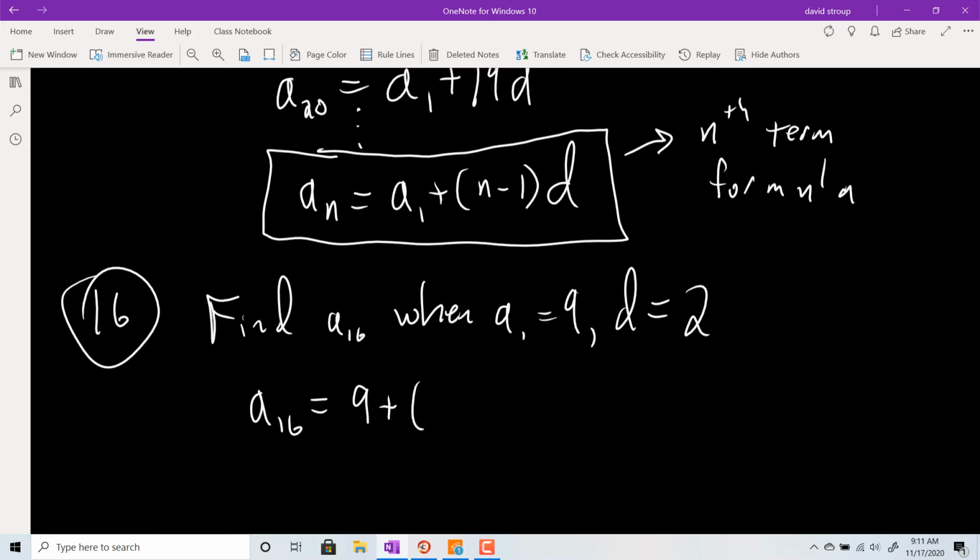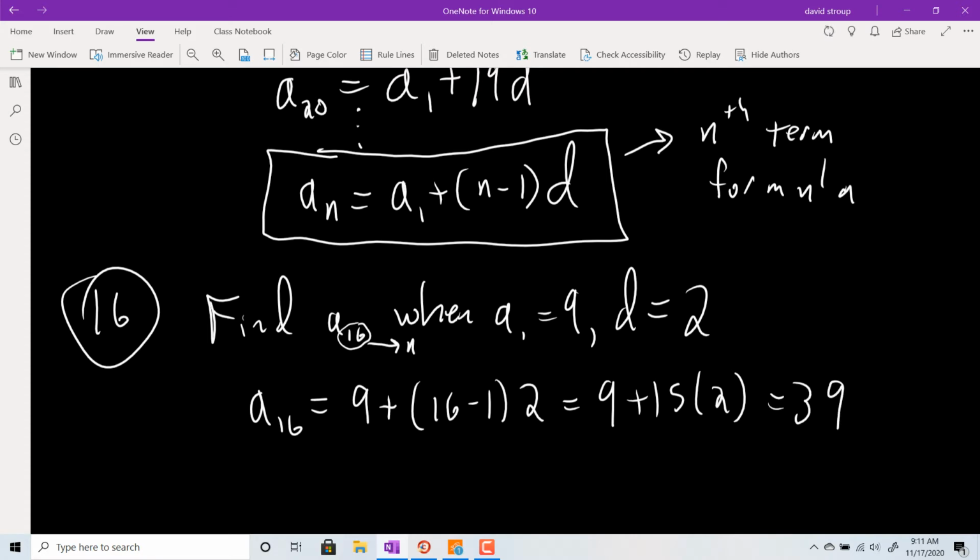So the n value is 16 here. So 16 minus 1, and then times 2. Right? So this little subscript 16 is the n value. Okay, so we can simplify that. 9 plus 15 times 2 is 39. Okay, so we don't have to go through that recursive process.